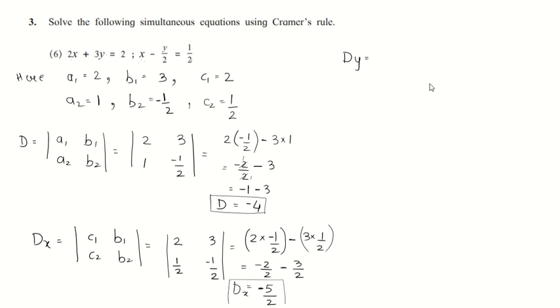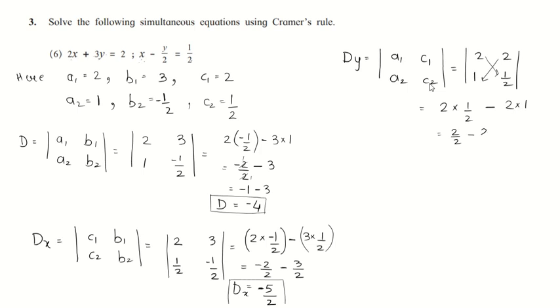Solve dy, which is the determinant with a1, a2, c1, c2. Substituting the values, 2 and 1, c1 is 2 and c2 is 1 upon 2. So it is 2 into 1 upon 2 minus 2 into 1. 2 into 1 is 2 upon 2, which is 1, and 2 into 1 is 2. So it is 1 minus 2, which is minus 1. So dy is minus 1.